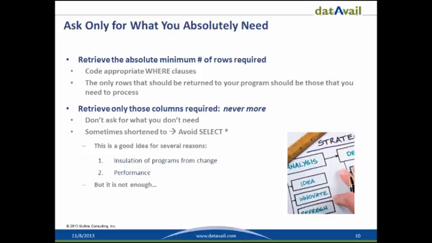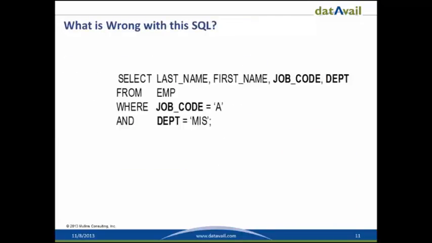Now, what am I talking about here? Let's look at an example. What's wrong with this SQL statement? We're explicitly naming columns, last name, first name, job code, department. From the employee table, we've got predicates. We're filtering on job code. We're filtering on department. Well, the answer is hinted at here in what's bolded, job code and department.